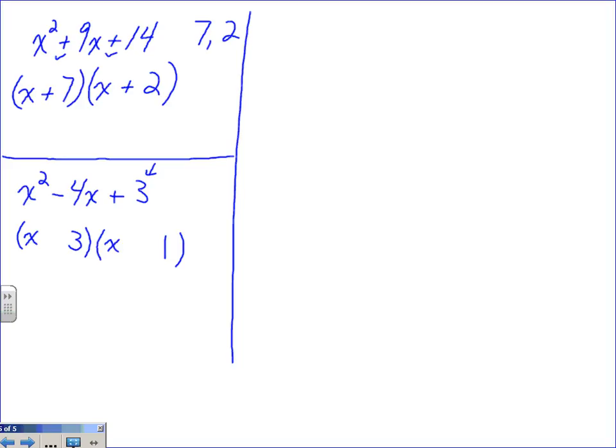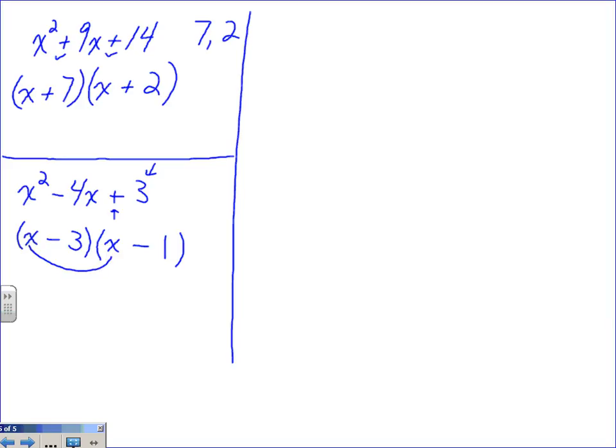So what that means is, why are they both negative? Why isn't one negative and one positive? Why are they both negative now? See this last term? That's a +3. Well, the signs have to be the same. If that last number is a positive number, if that's a +3, then the signs have to be the same, -3 and -1.